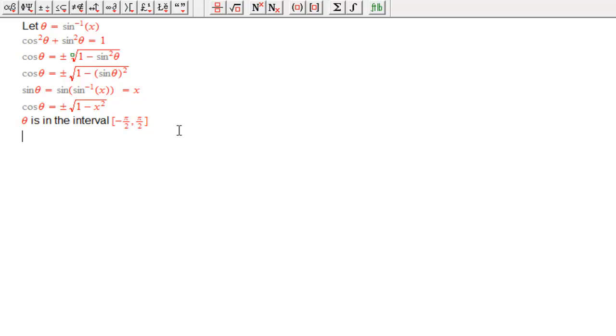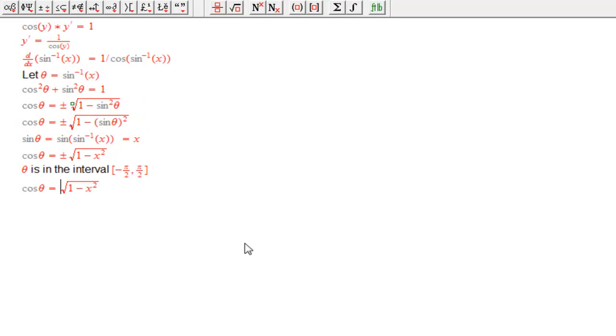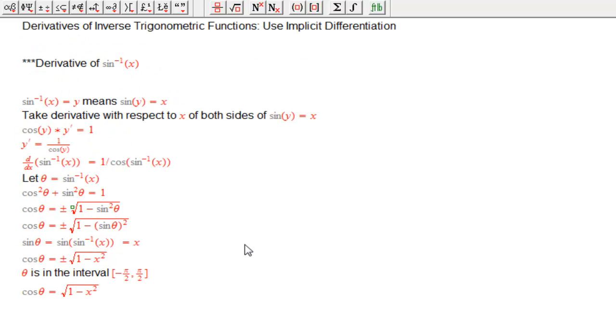This means I don't have to worry about the plus minus. And I have that, let's see, I'll copy and paste this. Cosine theta is the positive square root of 1 minus x squared. Okay, now we're doing a lot of trig here. Let's get back to the calculus. Why were we doing this? Why did we care about cosine theta? We cared about cosine theta because it was in the denominator of our derivative here.